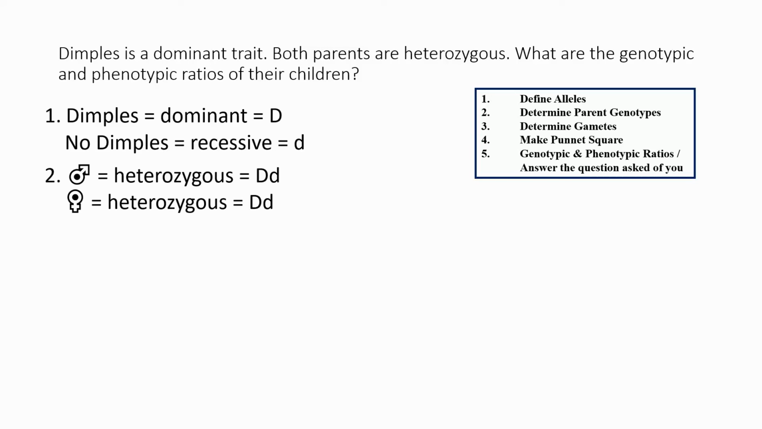Because heterozygous, as we looked at last lesson, means that you have a dominant and recessive allele bunched together in your genotype. You have one of each. So heterozygous and heterozygous, both parents have a big D and a little d, or a dominant and a recessive allele. With that in mind, try to go on to the next step and figure out the gametes for each parent.